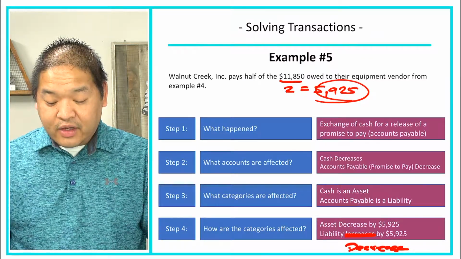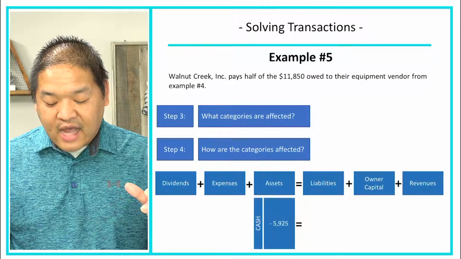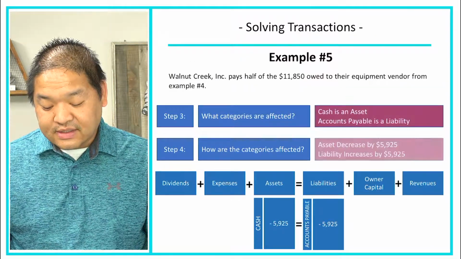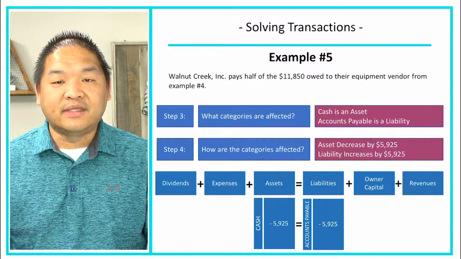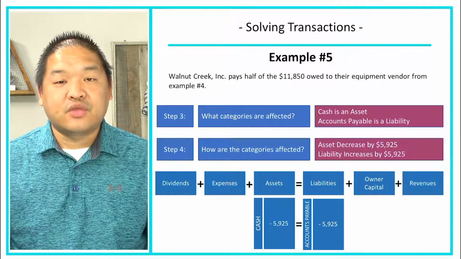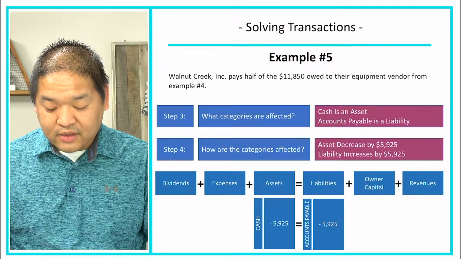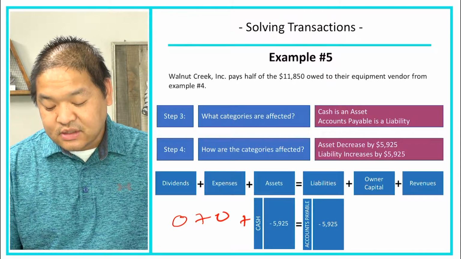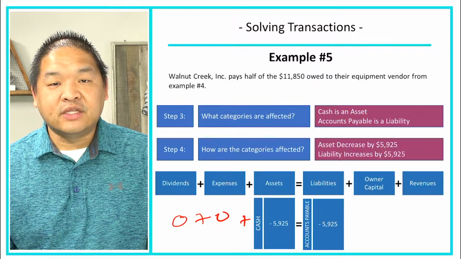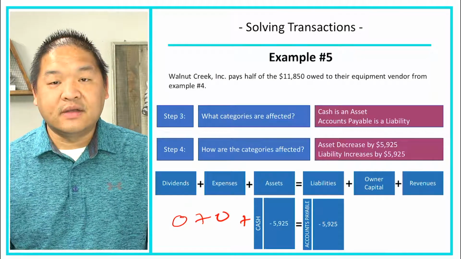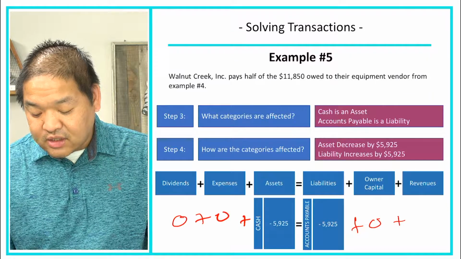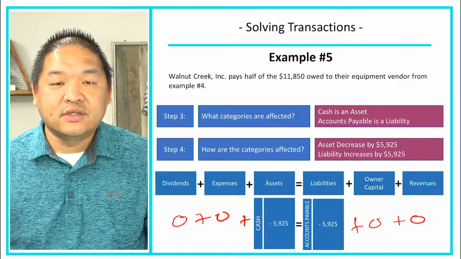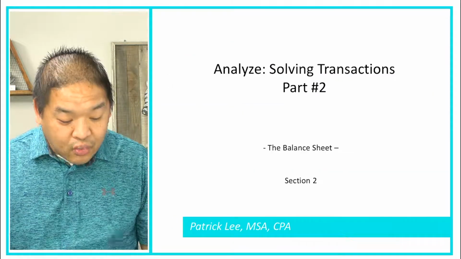So if we look at our accounting equation here, cash is going to go down by $5,925, and then our liabilities are going to go down by $5,925 based on our steps 3 and 4. So does this equation make sense? Well, 0 plus 0 plus a negative $5,925 equals a negative $5,925 plus 0 plus 0. Does that make sense? It does. Our equation does balance, so the transaction is done correctly.